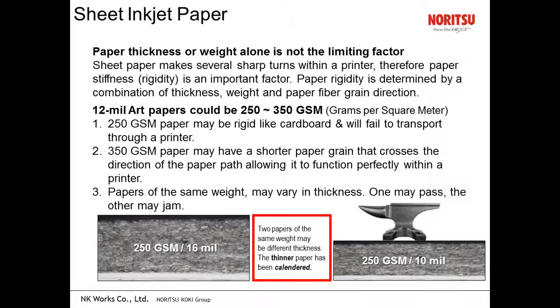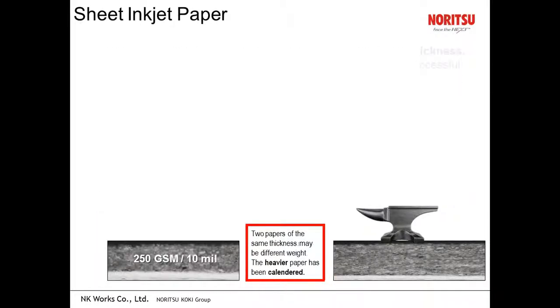So you notice that after I calendar this paper, they are both 250 grams per square meter, but now look at the difference in the thickness. And this is why you can't strictly go by the weight of the paper to determine its thickness. You can look at the weight and thickness of the paper and get a pretty good idea of its rigidity. And the paper on the right will be more rigid than the paper on the left.